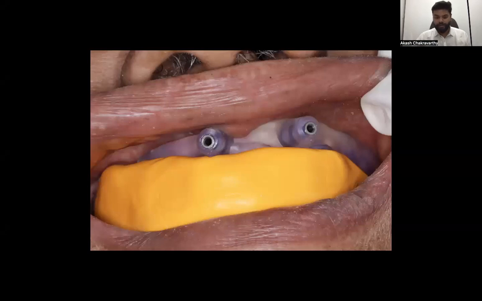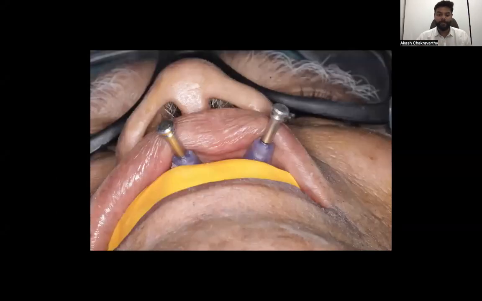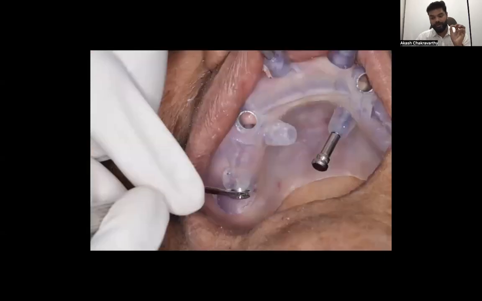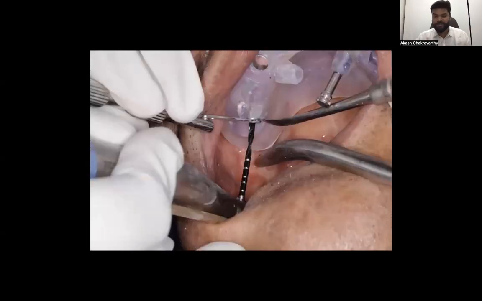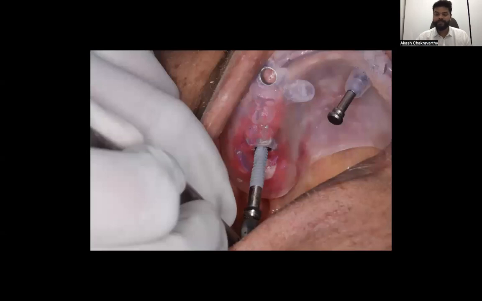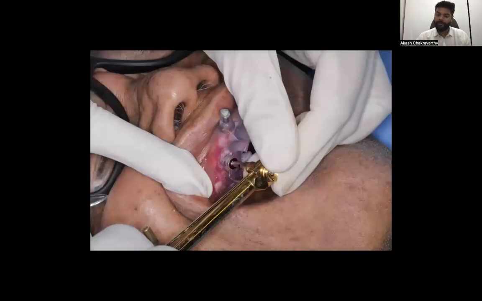Okay, so we are securing the upper guide now. We have already fabricated the guide, and now we are securing the upper guide with the help of anchor pins. Okay, the upper guide is secure. Now we are doing the drilling through the guide. This is a completely flapless procedure. So the drilling is being done through the guide. And that is the implant being placed through the guide. That is the drilling being done anteriorly and the implant being placed.